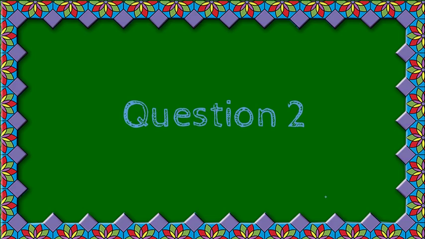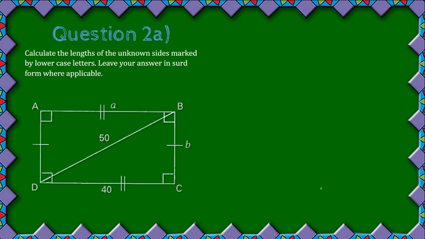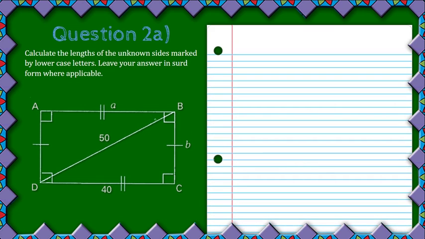Right, so now we can start with question 2. Question 2a: calculate the lengths of the unknown sides marked by lowercase letters. Leave your answers in surd form where applicable. Now we need to find A and B.